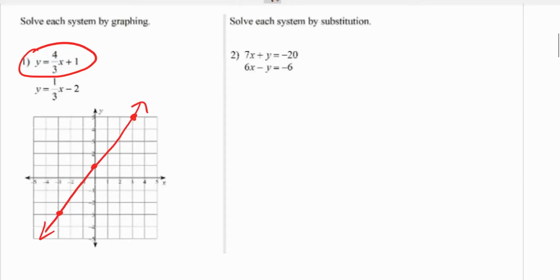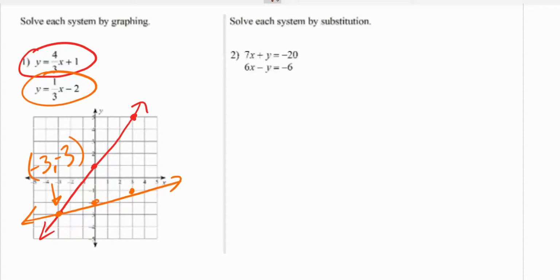Do our next one in orange. Y-intercept is negative 2. Slope is up 1 over 3, or down 1 left 3. And we can see that our lines intersect at the point negative 3, negative 3.